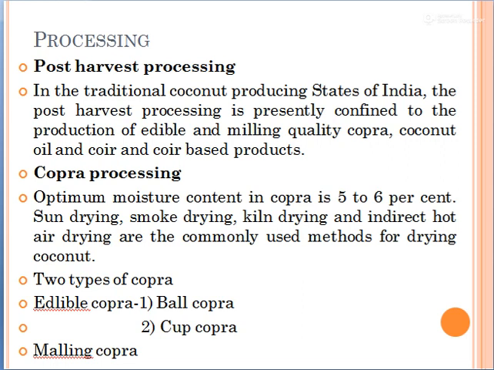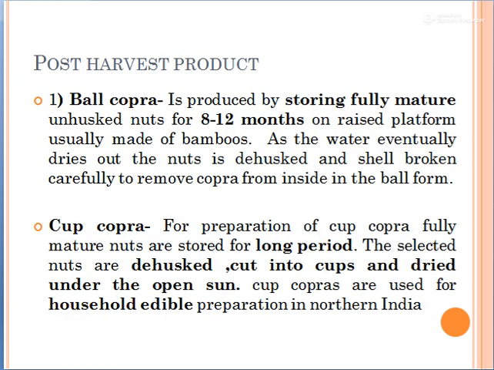After harvesting, the optimum moisture content in the copra is 5 to 6%. Sun drying, smoke drying, kiln drying, or indirect hot air drying are commonly used methods for drying of coconut. In edible copra, there are two types: ball copra and cup copra. The first is ball copra.